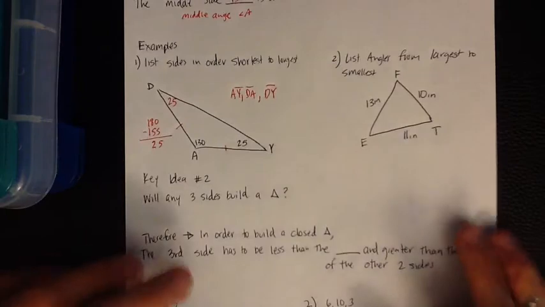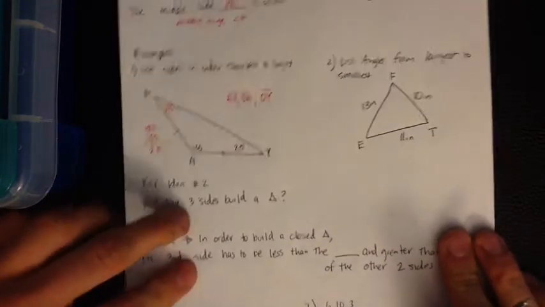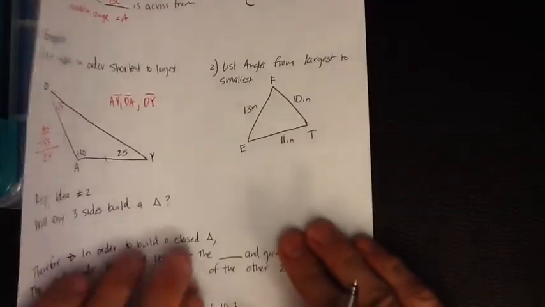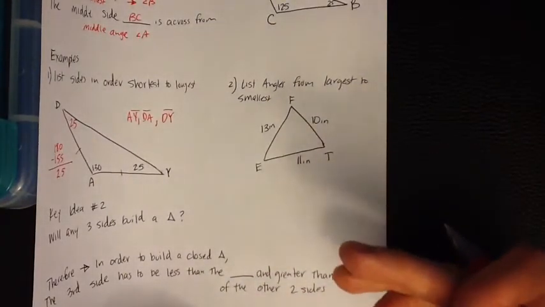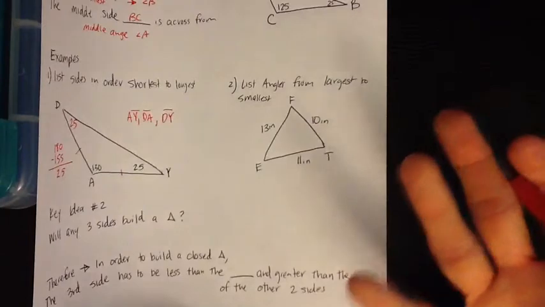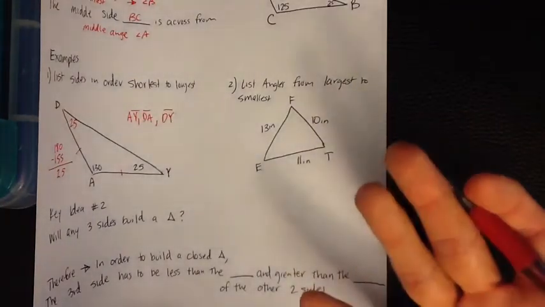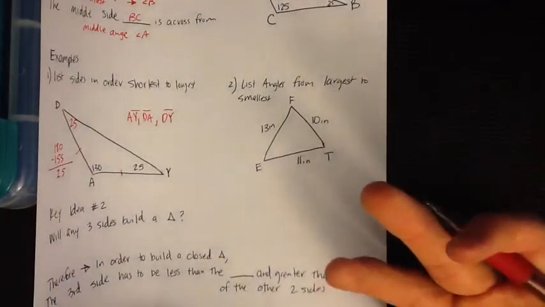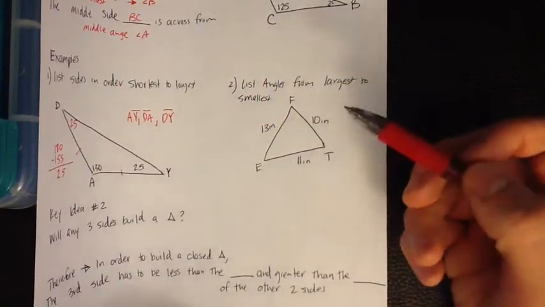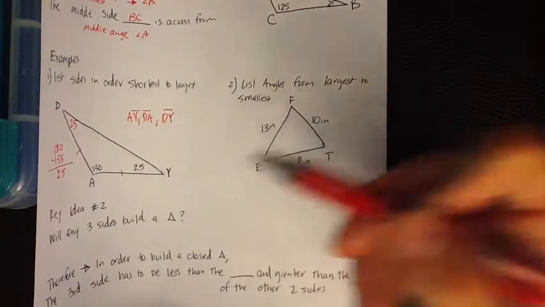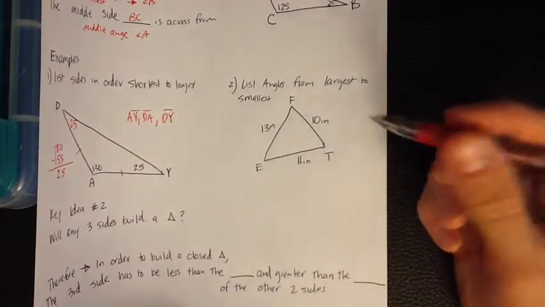Okay? Now looking at example 2, it asks us to do the opposite. It gives us sides. It says put the angles in order. Okay, well, we don't have the angles. So how are we going to put them in order if we don't have them? We use the sides. We use this idea up here. And that's pretty cool, is you can put the angles in order. You don't even know how long they are. I think that's a pretty cool idea.